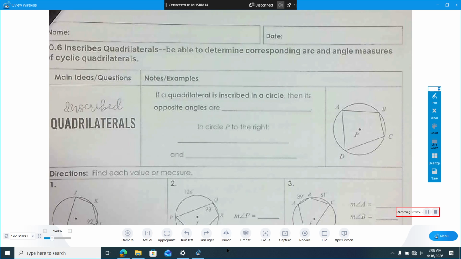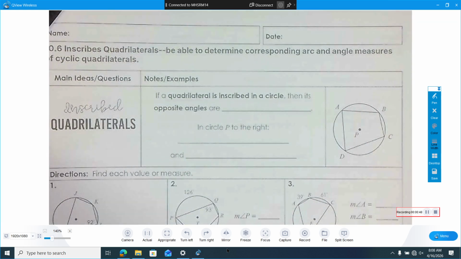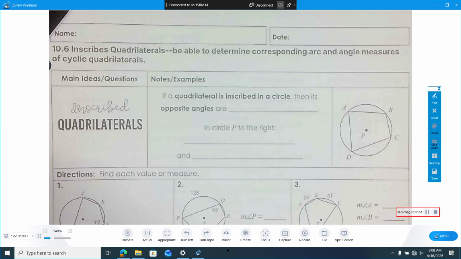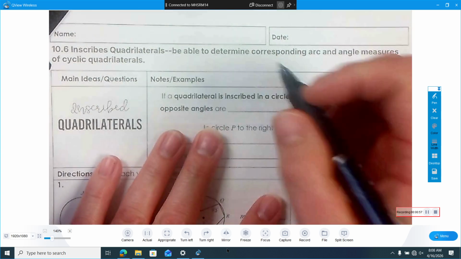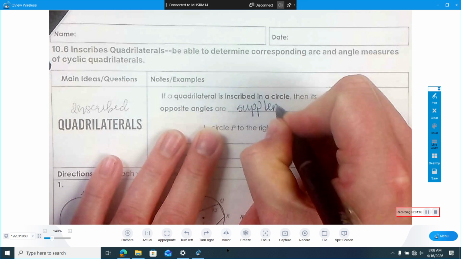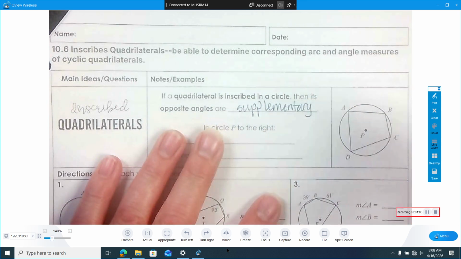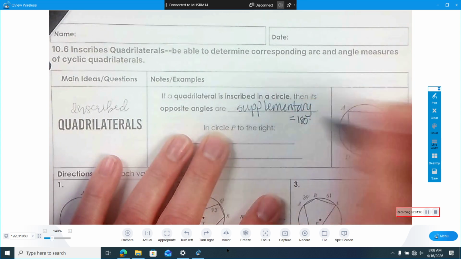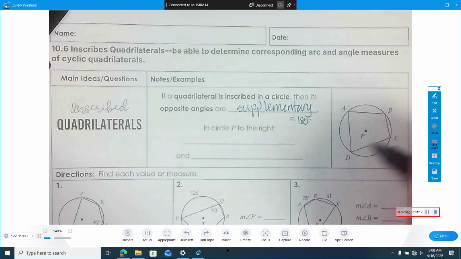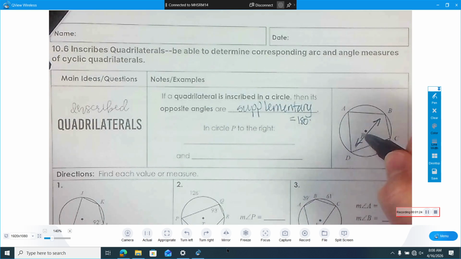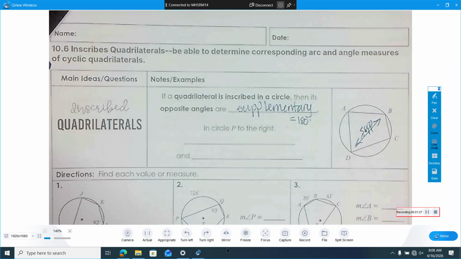Be able to determine the corresponding arc and angle measures of these, which are called cyclic quadrilaterals, cyclic because they're in a circle. If a quadrilateral is inscribed in a circle, then its opposite angles are supplementary. What does supplementary mean? They equal 180 degrees. This makes sense, because we know that all four angles of a quadrilateral add up to 360 degrees. So opposite angles in a circle are going to be supplementary, which is kind of nice to know.